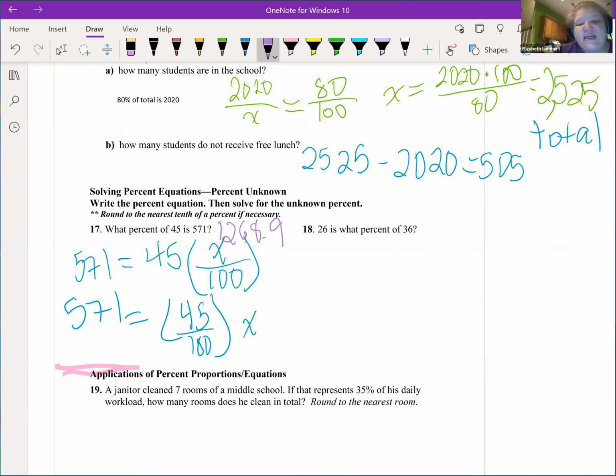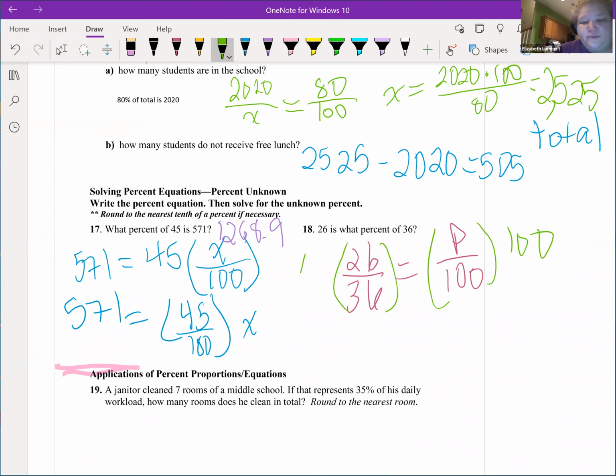So now we have 26 is what percent of 36? So again, I'm just going to do it as is over of. So 26 is of 36 is what percent? So I just multiply by the 100. 100 times 26 divided by 36. 72.222222.